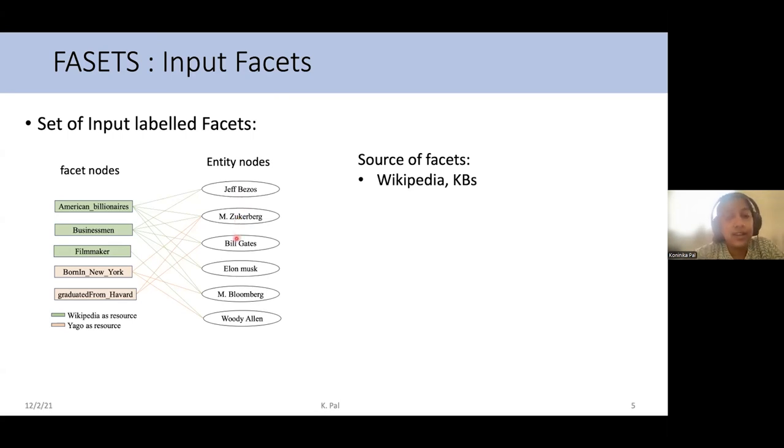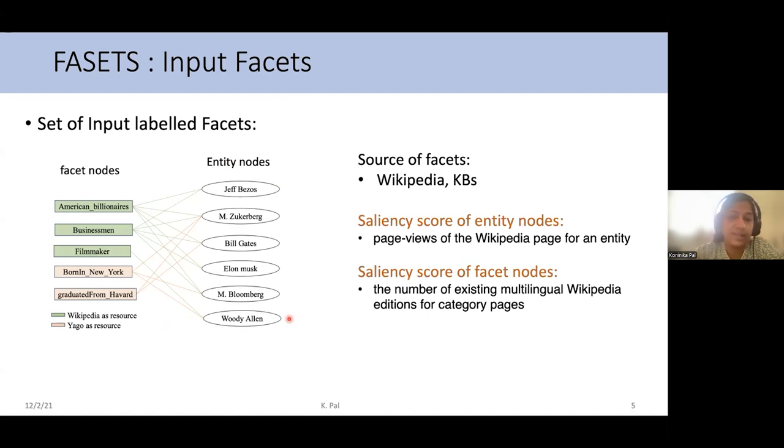Similar kinds of categories or label facets we can also get from the KBs. If we just combine the predicate and object together, we can club the subjects, which leads to a category. So if we have such input data, we can present them in a simple bipartite graph. However, one additional thing we have considered here: not all these entities or facets are equally important or popular.